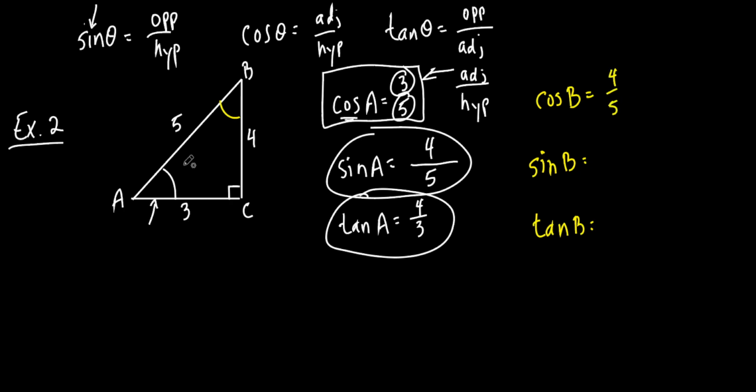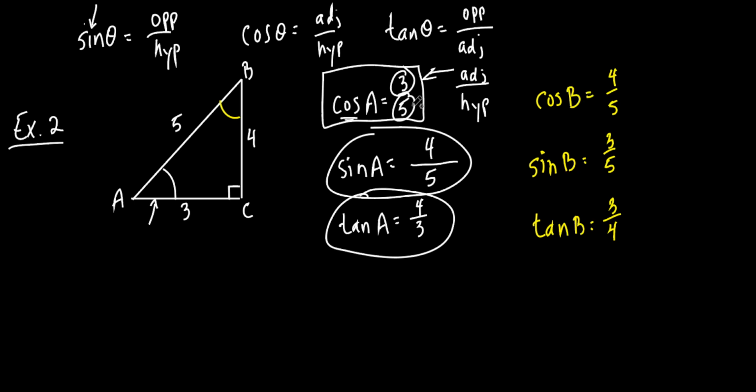It's the opposite over the hypotenuse. So it's 3 over 5. And what's the tangent of B? It's opposite over adjacent, which is what? No. 3 over 4. The opposite is 3. The adjacent is 4. Look, do you see any similarities between the cosine of A and the cosine of B?